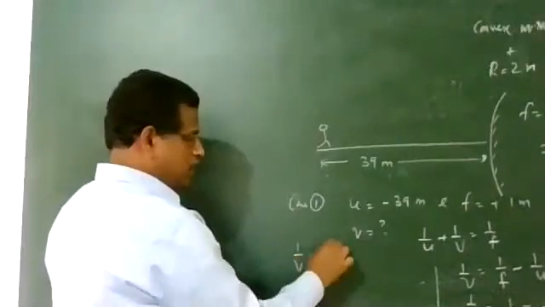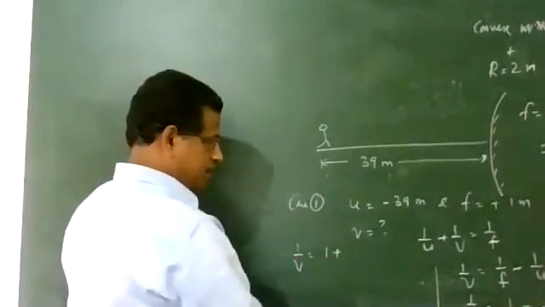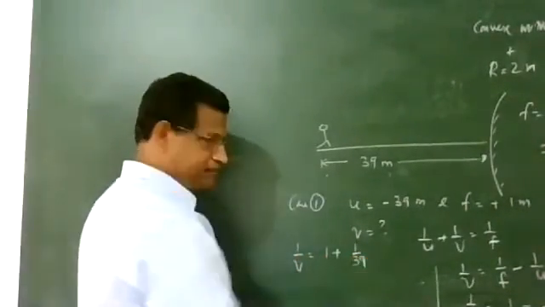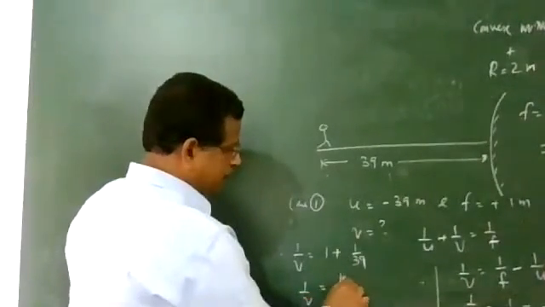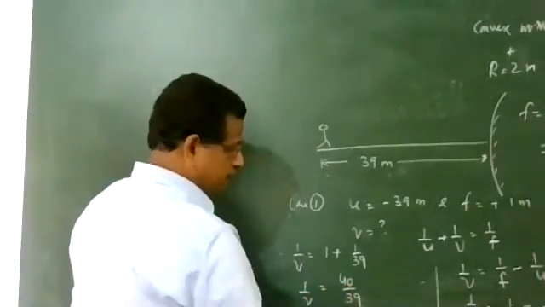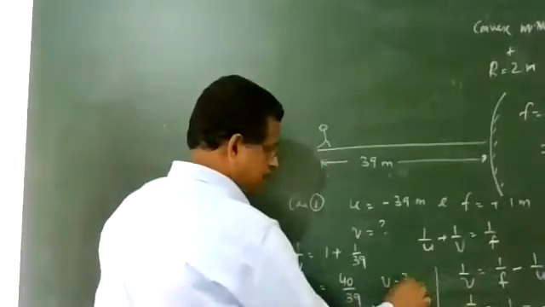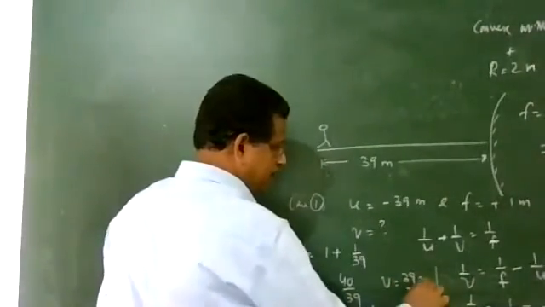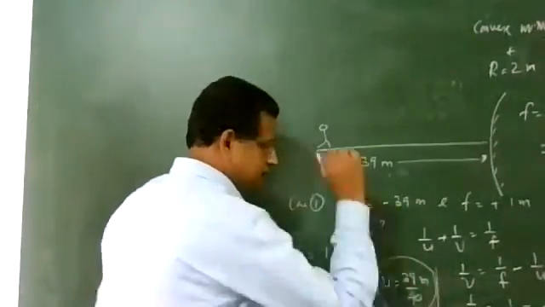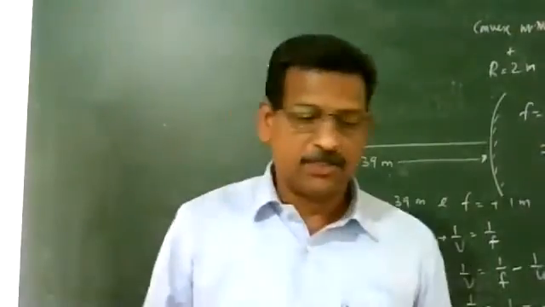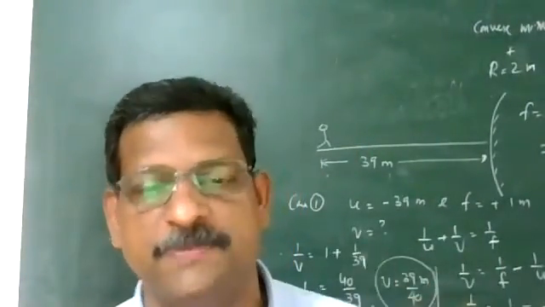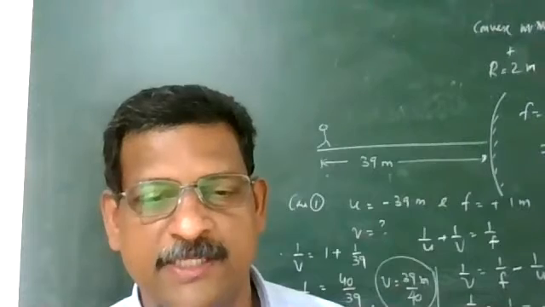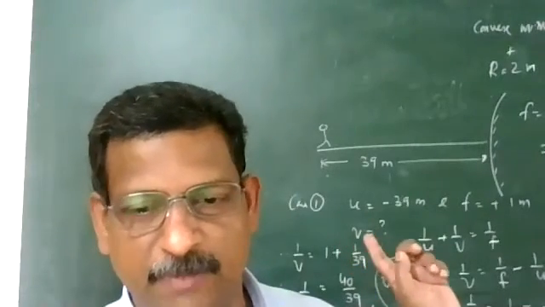Therefore 1 by v equals 1 plus 1 upon 39, which is 40 divided by 39. So the v value is 39 divided by 40 meter. This is the image of the object when he is at 39 meter.